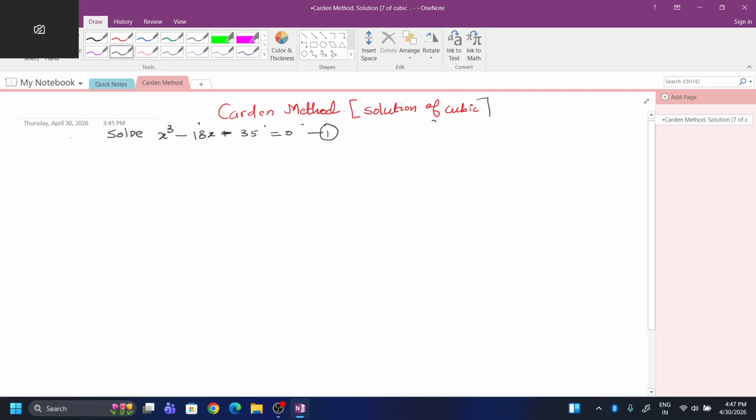So one point is important here. You can mention that the coefficient of x square is equal to 0 in equation number 1. This is a very important part. So once the coefficient of x square is missing, how can we apply Cardan's method? Demonstrate by using this example.